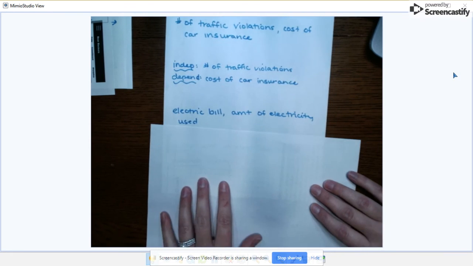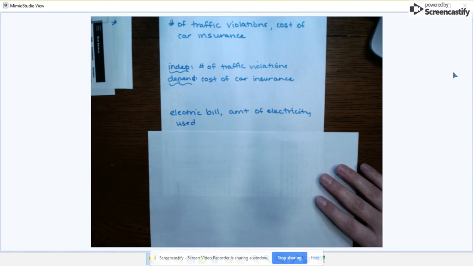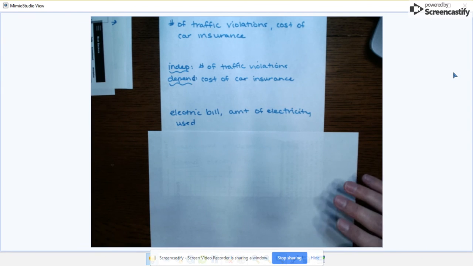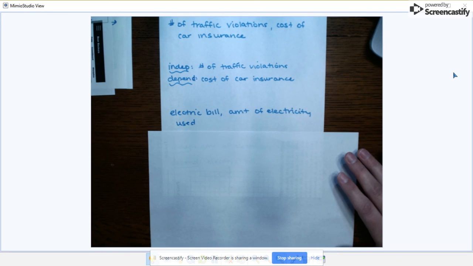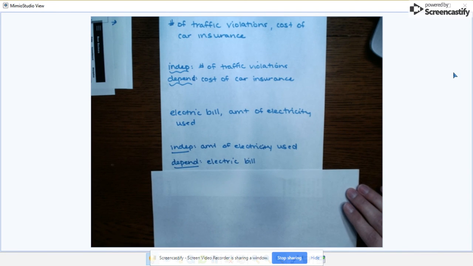Here we have our electric bill and the amount of electricity we use. So again, what do you have control over? Well, you can control how often you keep the lights on or how long you watch TV. So your independent variable would be the amount of electricity used. That means your dependent variable is going to be that bill that you get in the mail.